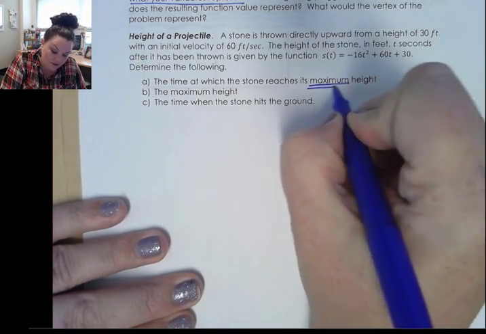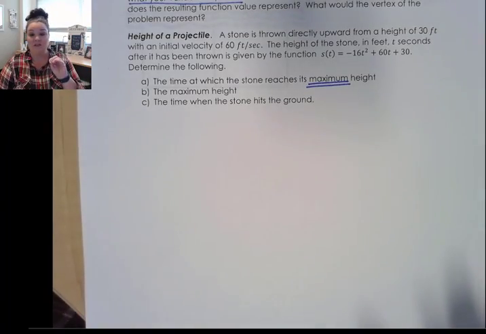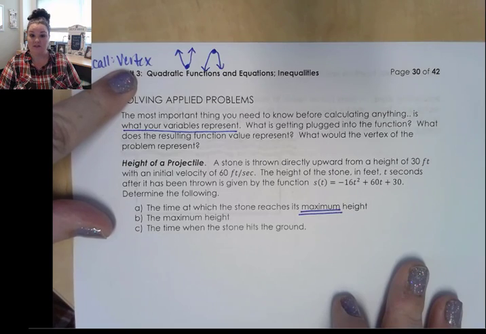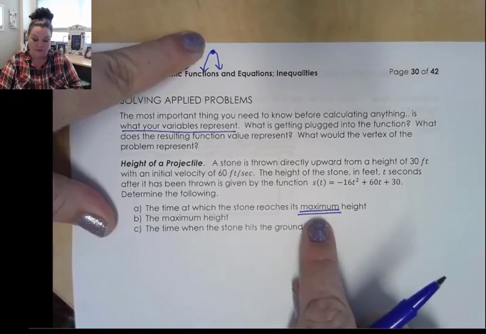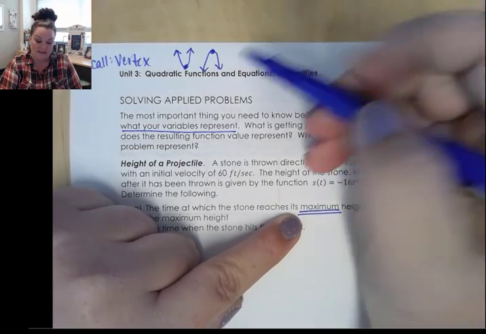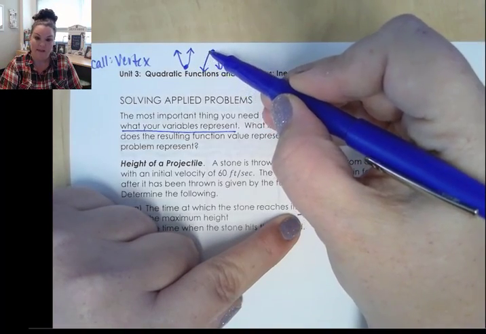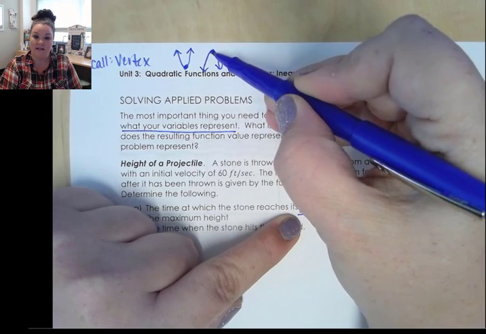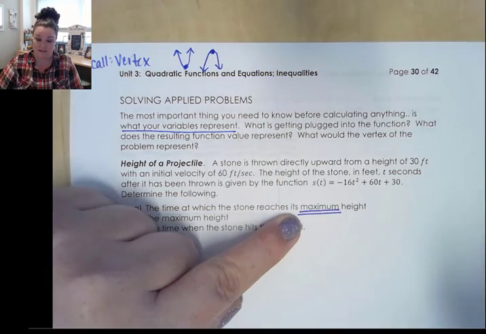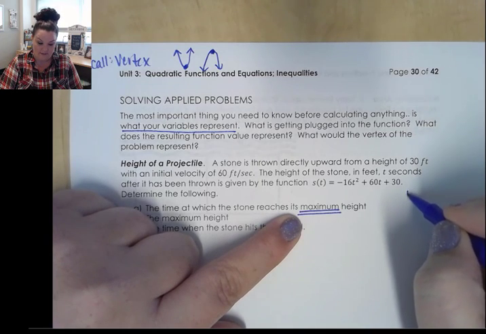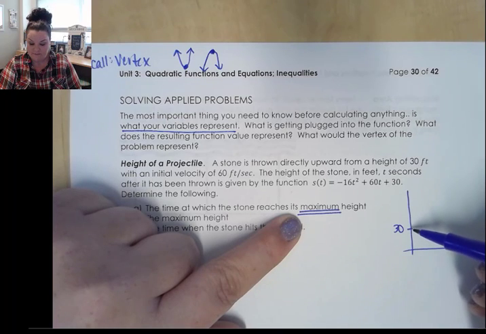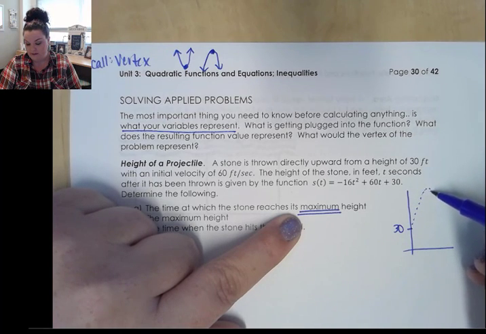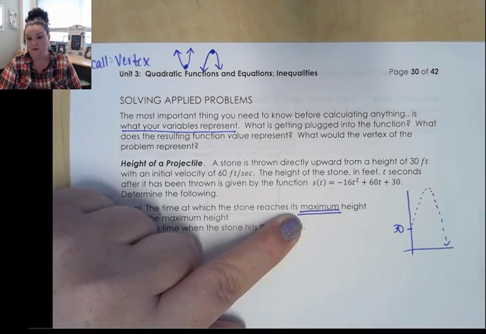Now I'm going to stop right here and just underline this. Anytime you see the word maximum or minimum, you should be thinking vertex, because that's either the lowest or the highest point. So because this one says maximum, it's like we're throwing this stone up in the air, it's going to hit a maximum height, and then it's going to come back down. Does that make sense? Okay, so you can think about this of, you know, maybe here's our 30 foot, and we're throwing this stone up, and then it's coming down.